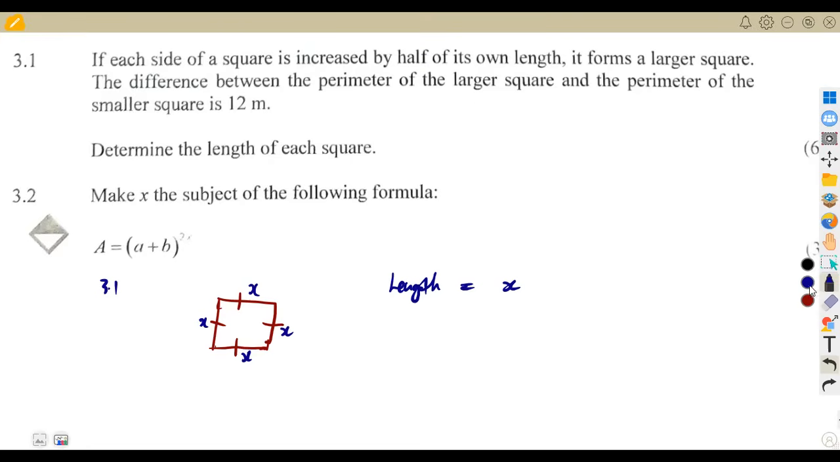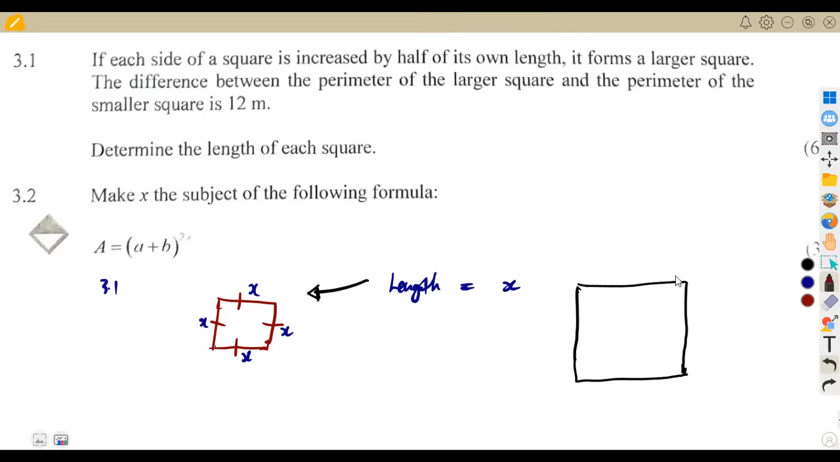So you're going to have another square in this case. Because if each side is increased, it means we are going to form a square. We are not going to form a rectangle. We are going to just form a square, but this one is going to be a bigger square than the one that we had, because we have increased by half. So this is for the original square, which is x.